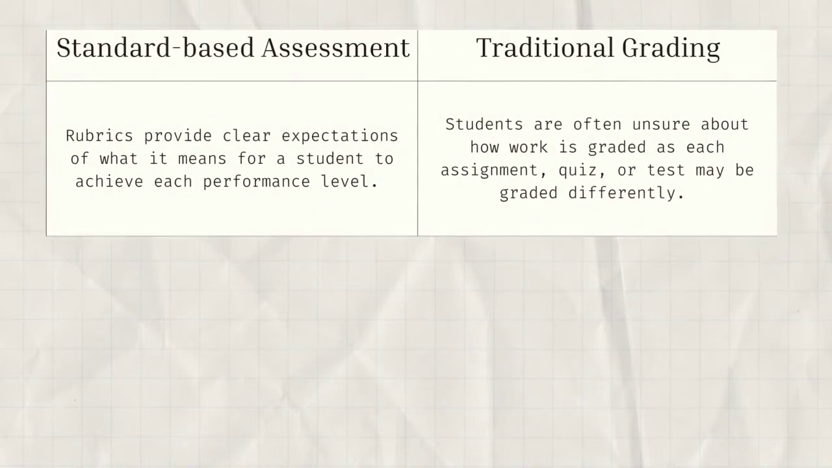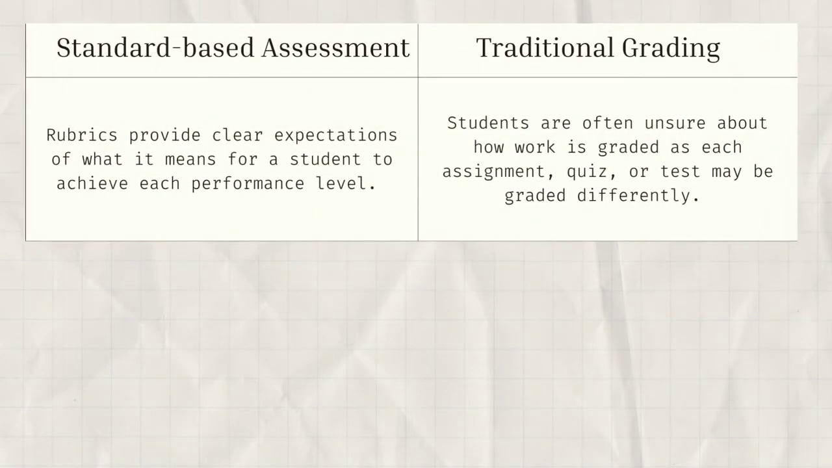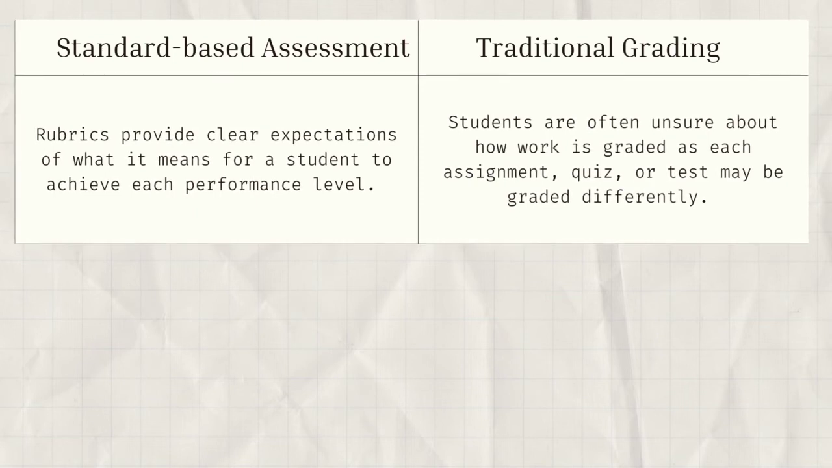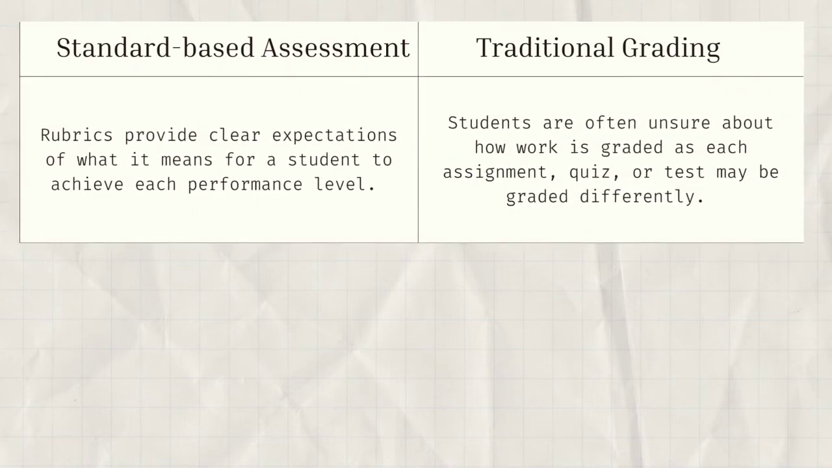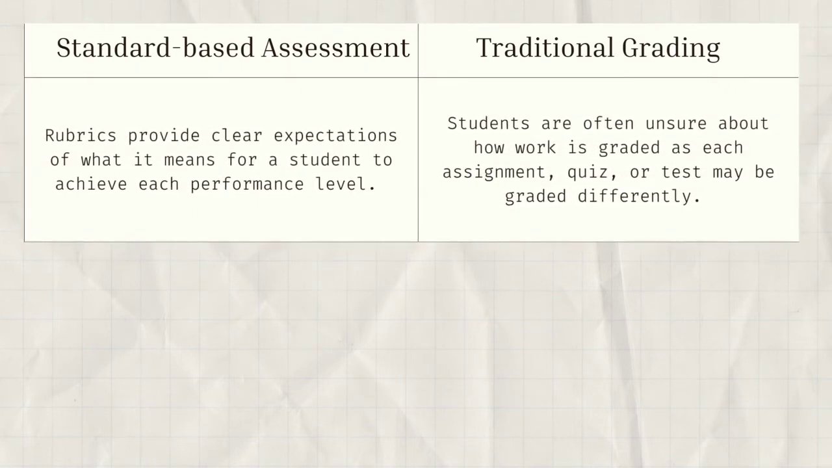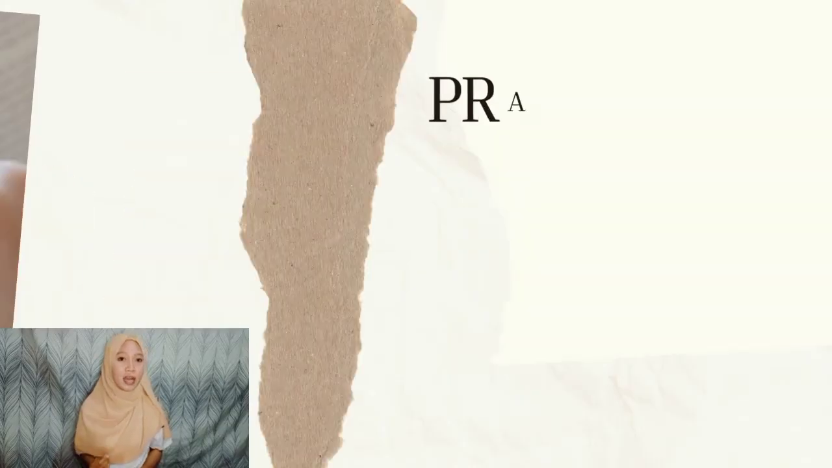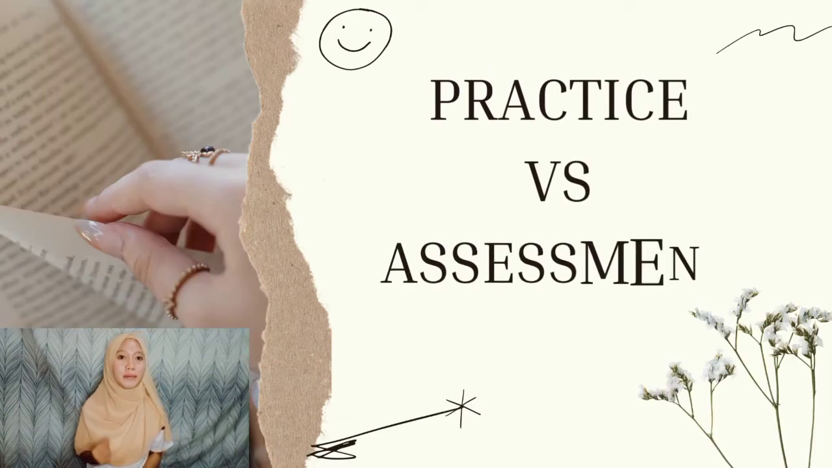Rubrics provide clear expectations of what it means for a student to achieve each performance level. While in traditional grading, students are often unsure about how work is graded, as each assignment, quiz, or test may be graded differently. And now we are going to distinguish between practice and assessment.